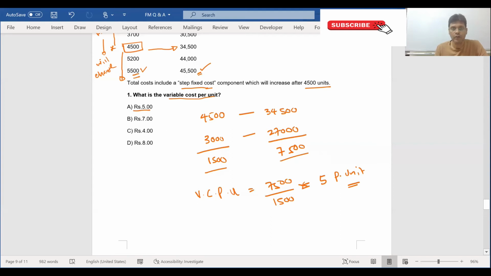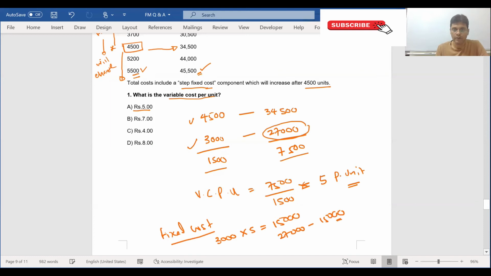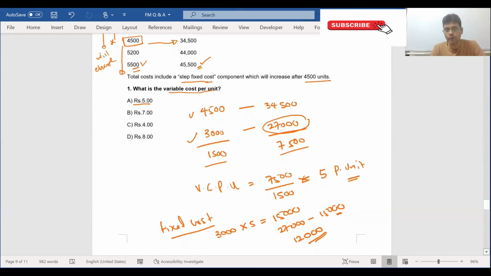Now in this question, you are not required to calculate the fixed cost, but we can calculate it by substituting at any of these levels. We'll take 3000. At 3000, our variable cost is 15,000 and the total cost is 27,000. When you deduct the variable cost of 15,000 from the total cost, your fixed cost will be 12,000, which is not required in this question. Now we'll move on to part 2.